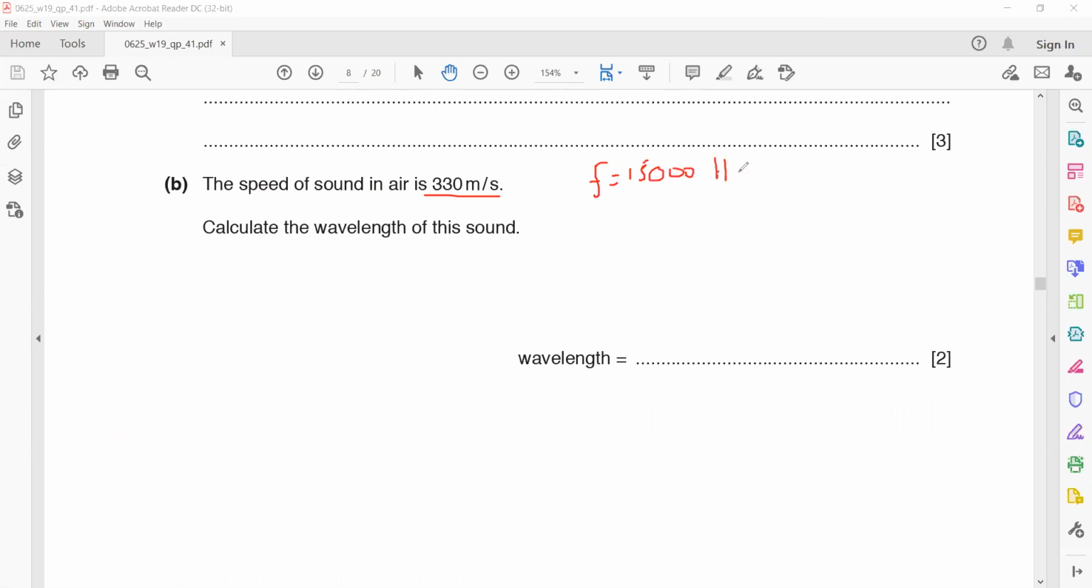What's the final answer for the wavelength? 0.022. So when you substitute the values, you will get 0.022 meters.